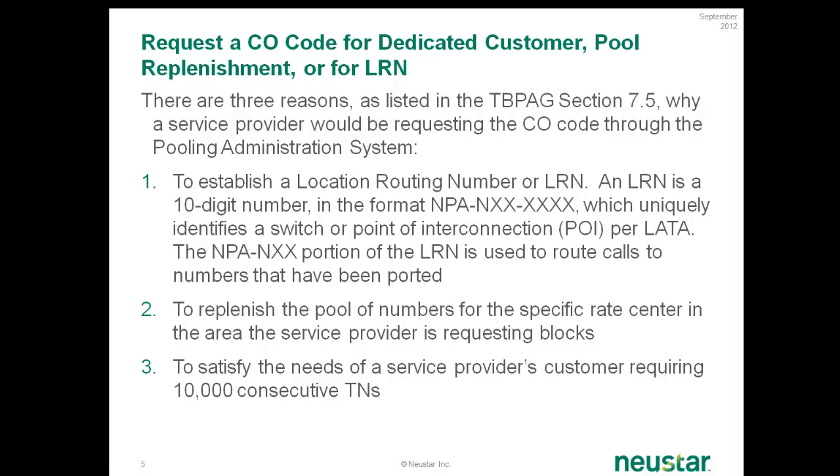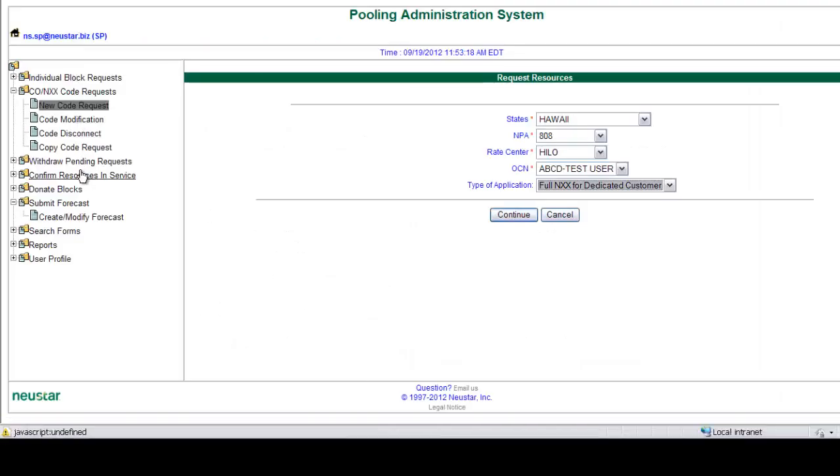One is to establish a location routing number. An LRN is a 10-digit number in the format NPA-NXX-XXXX that uniquely identifies a switch or point of interconnection per LATA. The NPA-NXX portion of the LRN is used to route calls to numbers that have been ported. Two, to replenish the pool of numbers for the specific rate center in the area the service provider is requesting. Or three, to satisfy the needs of a service provider's customer requiring 10,000 consecutive TNs. The example used in the video is an NXX request for purposes of establishing an LRN.